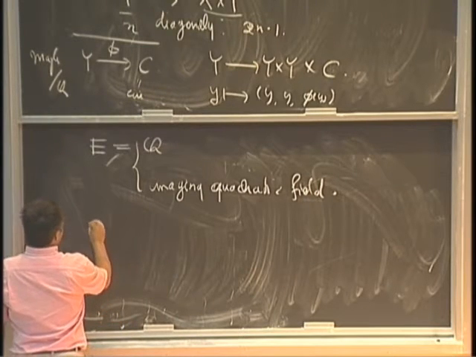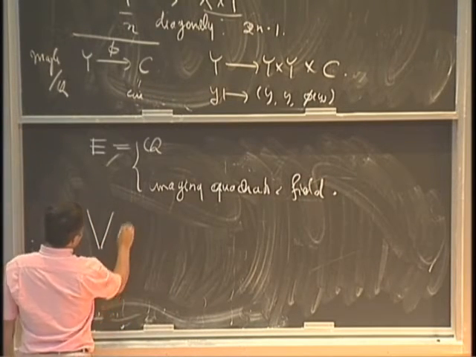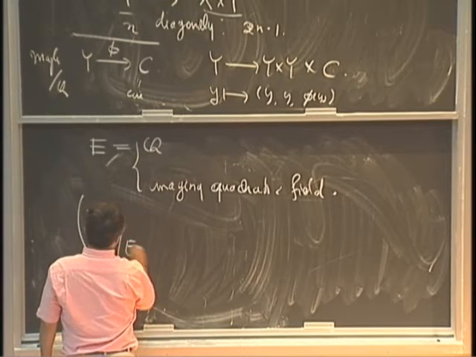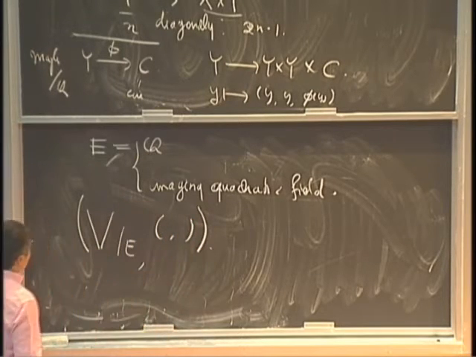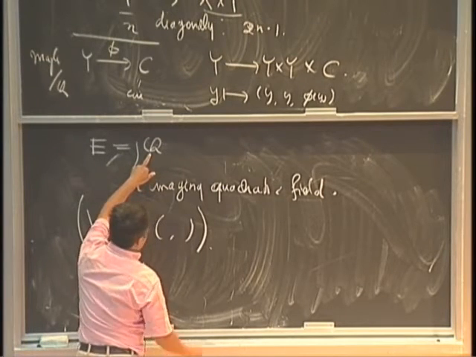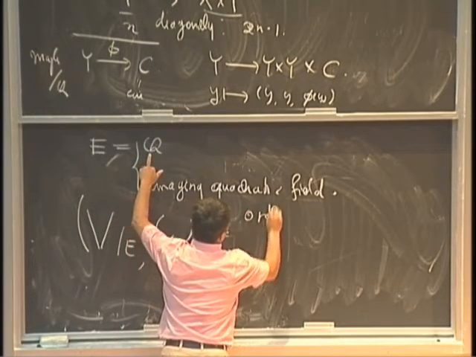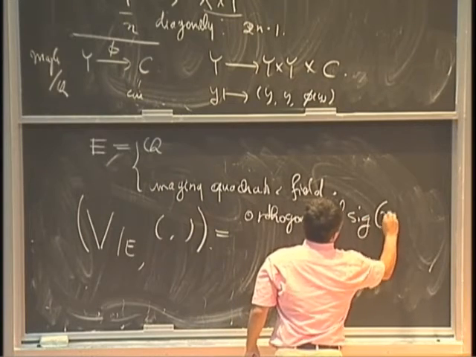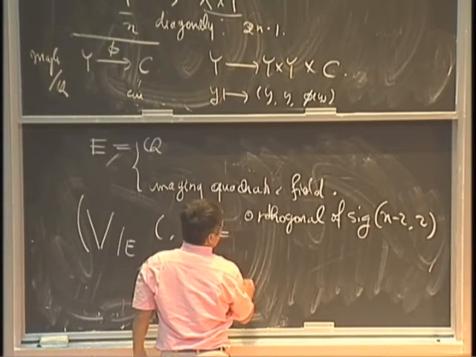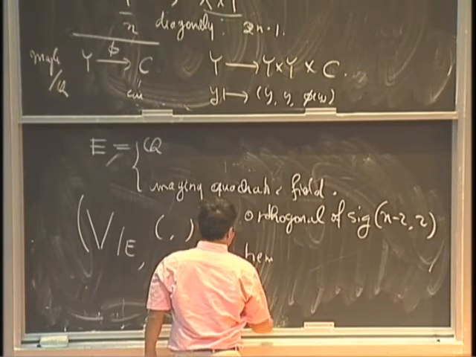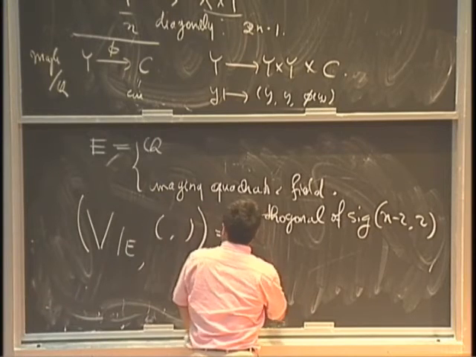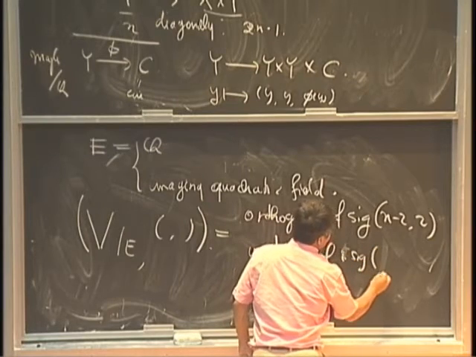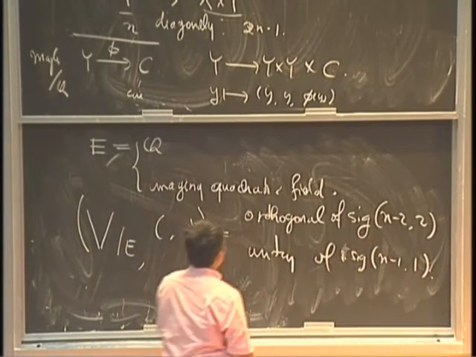And I start with a V over E with a pairing. So when E is Q, then this is the orthogonal space of signature n minus 2, or unitary of signature n minus 1, 1.